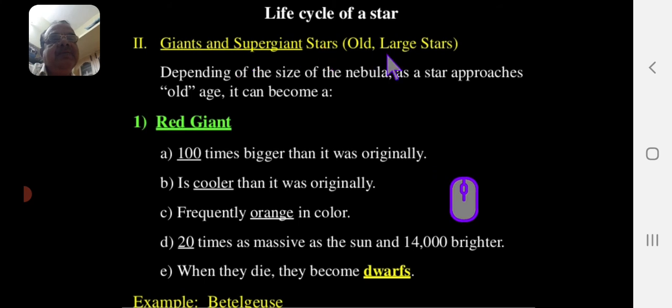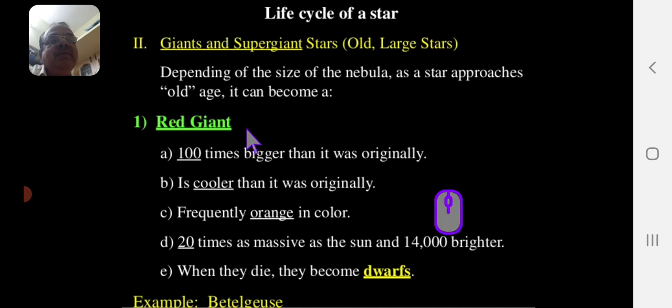So giants and supergiants are old, large stars. Many stars spend their lives in the main sequence for billions and billions of years. So the life of the stars is measured in billions of years. Depending on the size of the nebula, the star approaches old age.